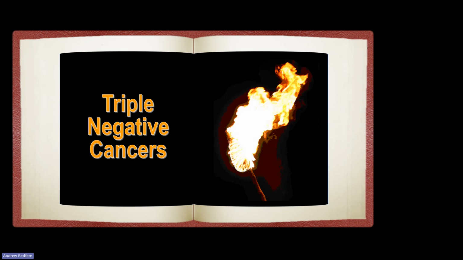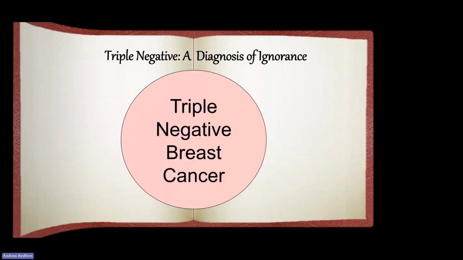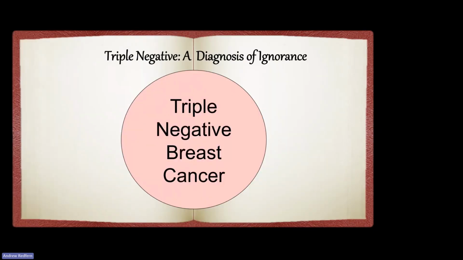And then finally, I'll touch on, last but not least, the triple negative cancers. These are called triple negative because they don't have estrogen or progesterone, which is a related hormone receptor. They don't have HER2. So those 3 things are negative. So really triple negative is a diagnosis of ignorance. It's got 3 things that we know about that aren't there. But there are many things that may be there that help us to target these cancers.